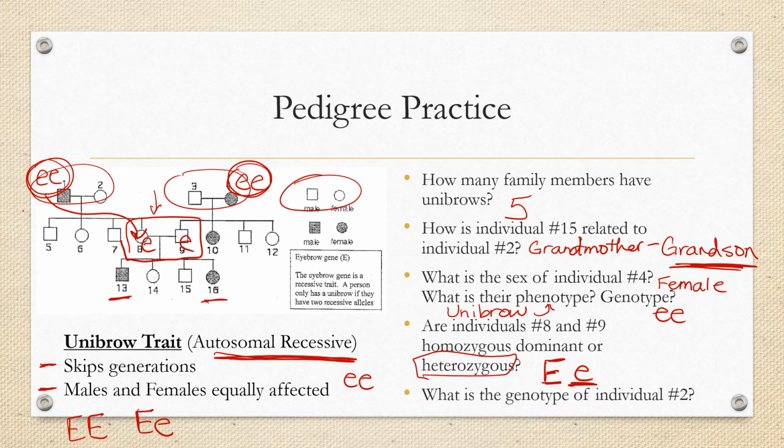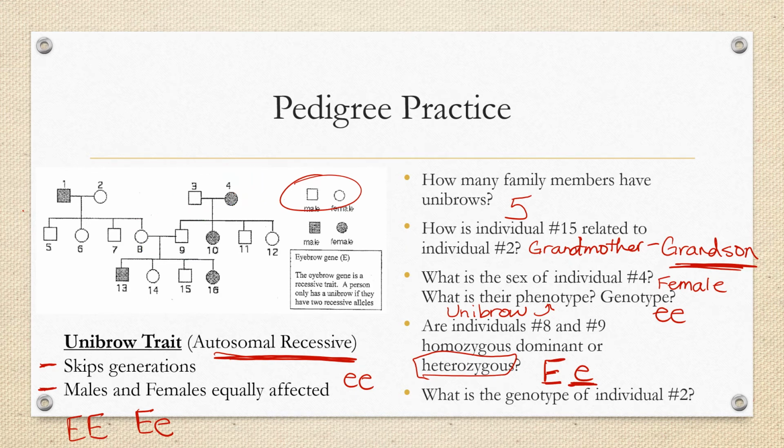And what is the genotype of person number 2? That's our very last question. So let's erase all this nonsense here. Number 2, what is their genotype? Well, we see that none of their kids have a unibrow. And we see that she is not shaded in. So this woman does not have a unibrow herself. So she's going to be carrying at least one dominant allele. We have to figure out the second one.